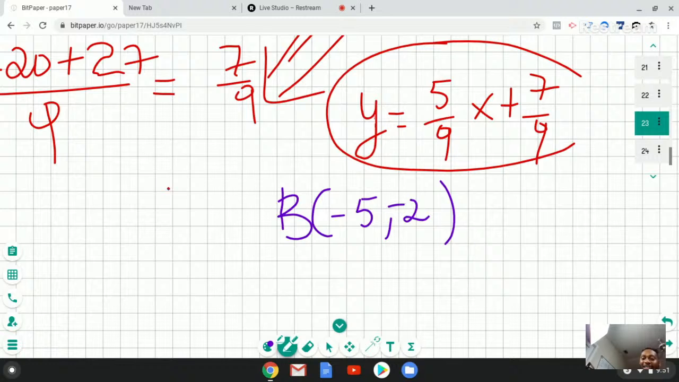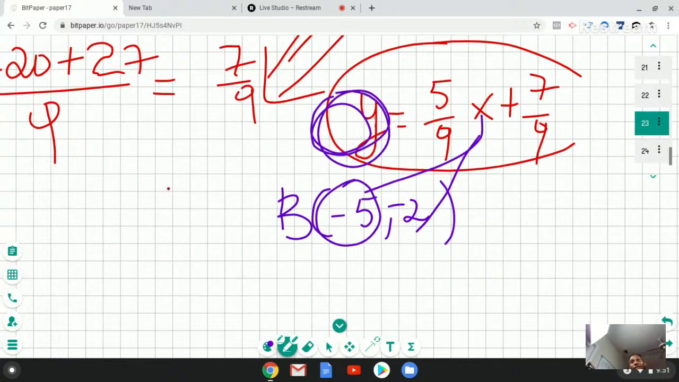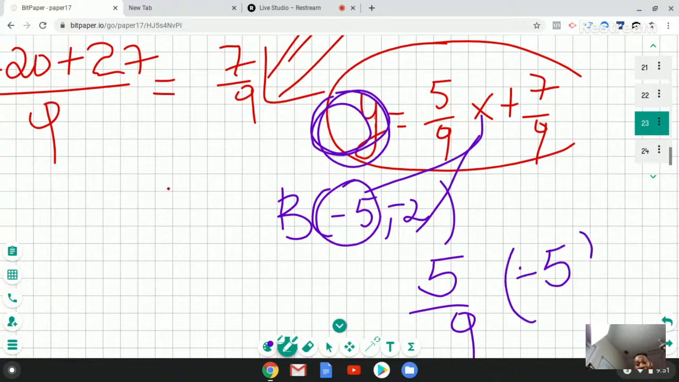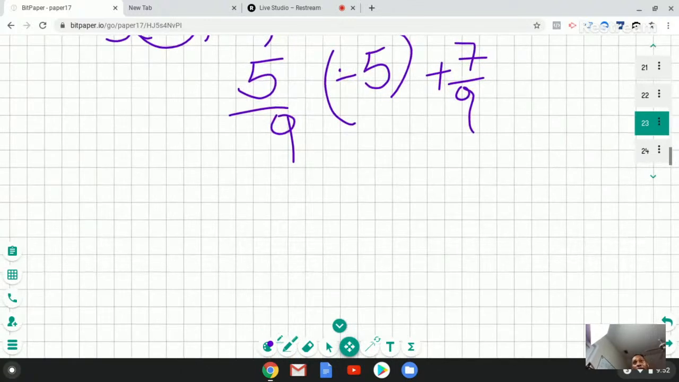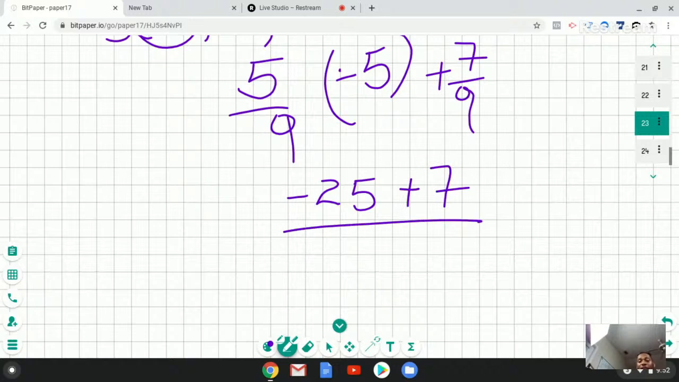So if I plug in -5 for x, I'm going to get y is equal to -2. Let's see if that's the case. Okay, so 5 divided by 9 times -5 for x plus 7 over 9 is equal to what? Okay, let's do this. What's 5 multiplied by -5? -25, right? Plus 7 divided by 9. Okay, what's -25 plus 7?